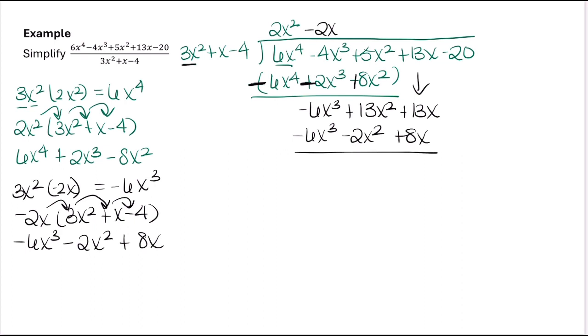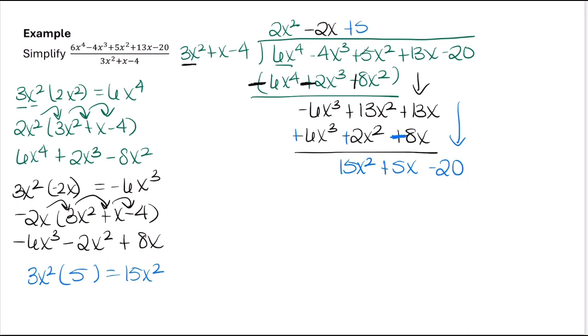And then I combine these by subtracting, which means I'm going to switch all of these signs. So I have plus, plus, and then minus. Minus 6x cubed plus 6x cubed is 0. 13x squared plus 2x squared is going to be 15x squared. 13x minus 8x is going to be plus 5x. And then I bring down this minus 20. And then I say 3x squared times what is equal to 15x squared. 3x squared times 5 is equal to 15x squared. So I'm going to do plus 5.